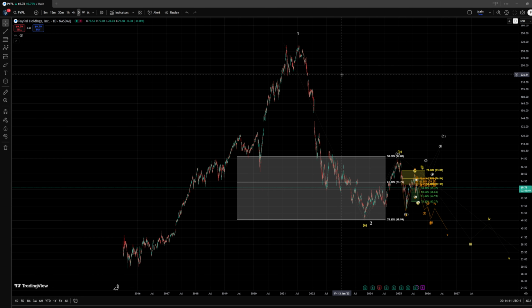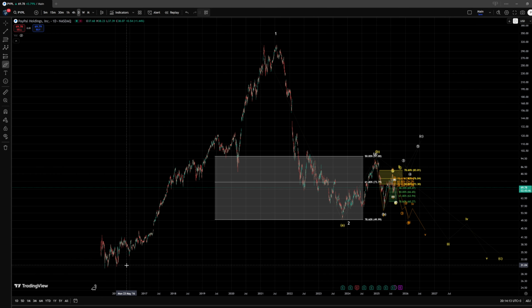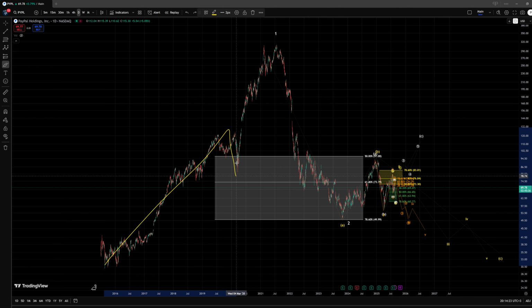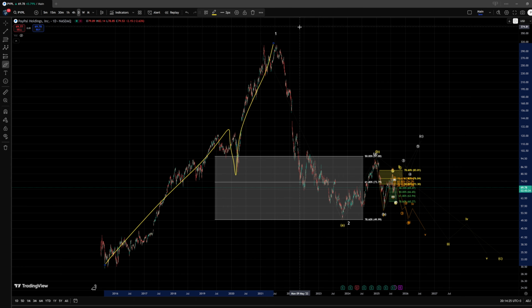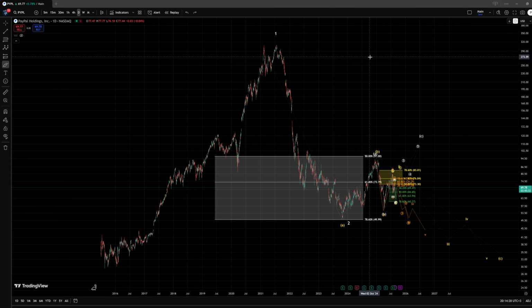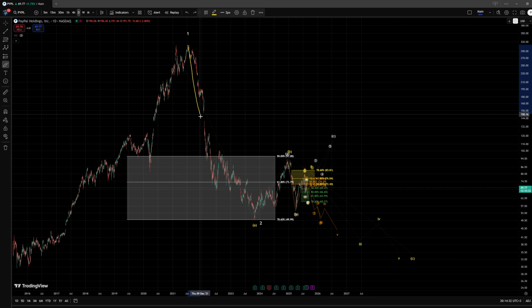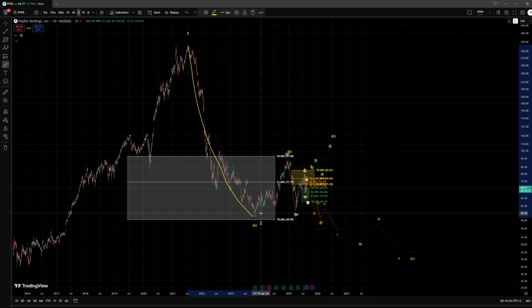In this video we are looking at PayPal, and this is a bit more of a tricky chart because I could easily count this as a 5-wave move to the upside in a wave 1. I could count it as an ABC in 3 waves to the upside in a wave 1, but then there's also this impeding issue of the movement to the downside that could easily be seen as a 5-wave move.